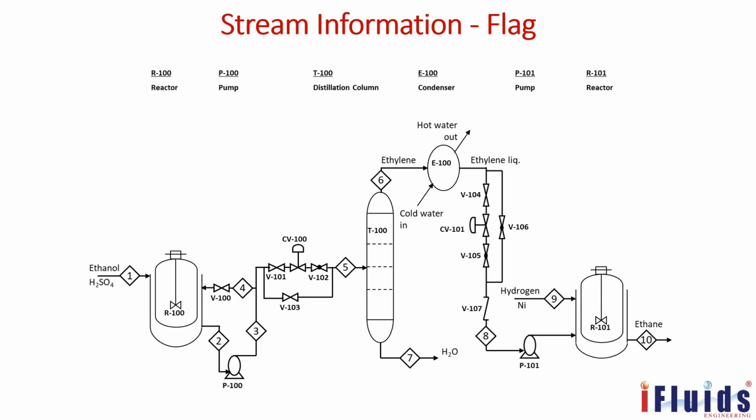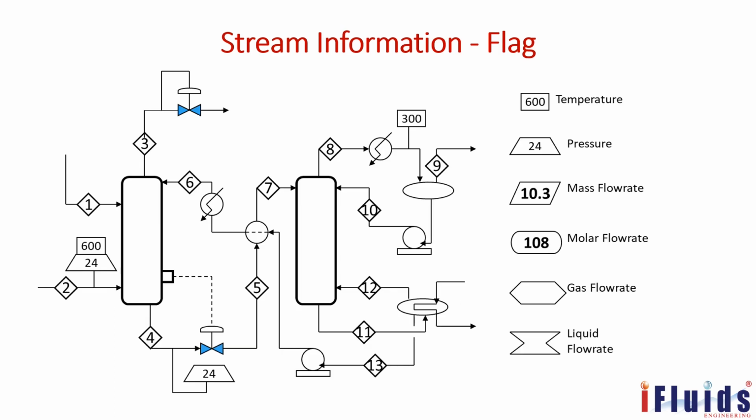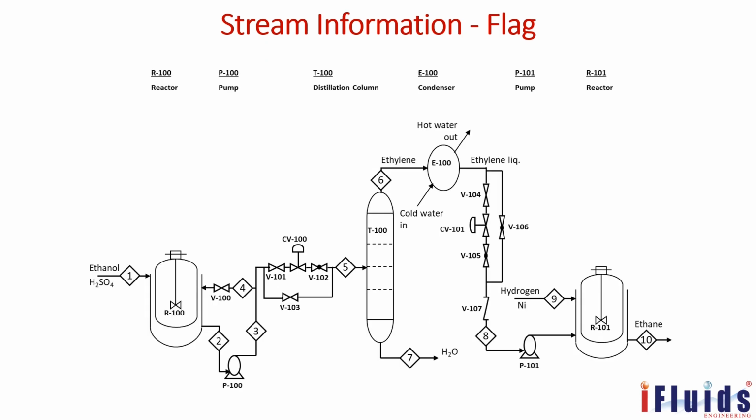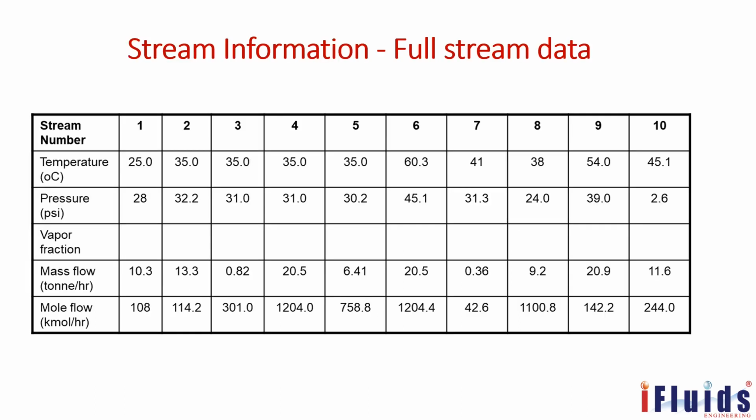Here 1 is the first stream, ethanol and H2SO4. 2 is below it, then 3, 4, 5, 6 like that up to 10. Last, on the right-hand side, ethane 10. So 10 stream flags are used. The previous one was a flag with the process parameters, a process parameter flag. Here it is a stream flag.